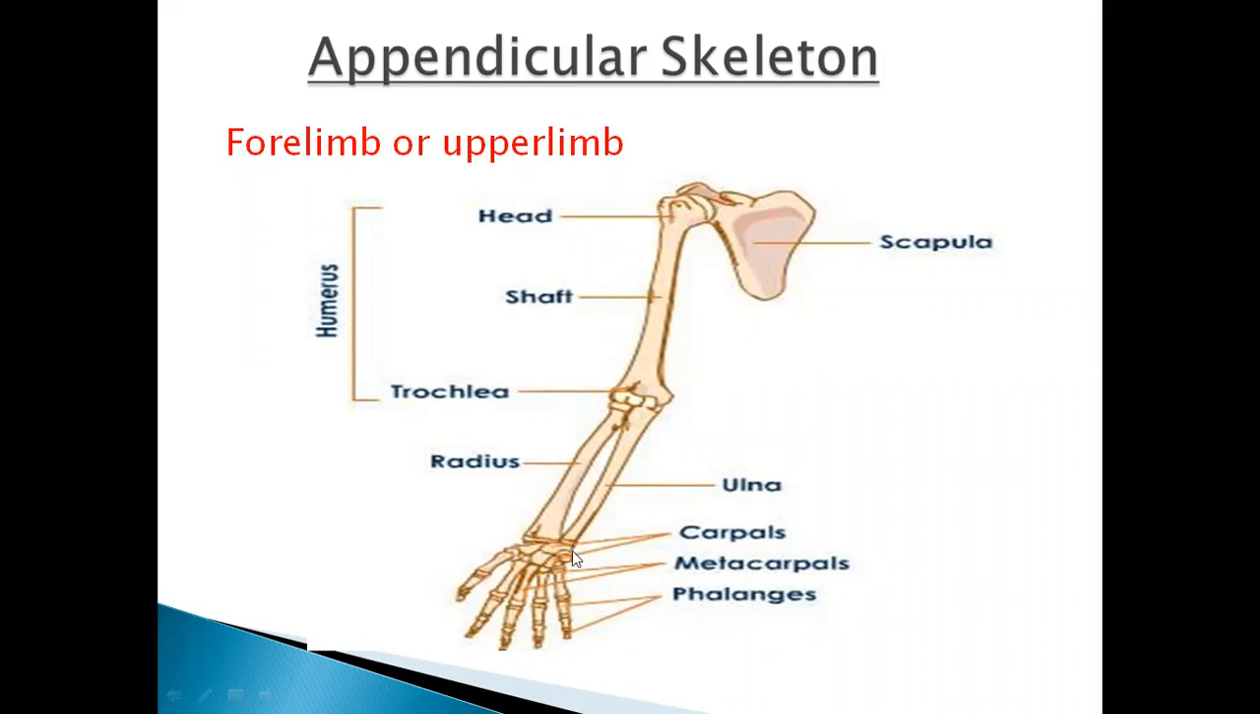Next to carpals are the metacarpals, and they are 5 in number. These metacarpals are making the area of your palm. The region of the palm is made up of these metacarpals that are 5 in number. Next to them are the phalanges that are total 14 in number. Three phalanges are present in each finger, and the thumb consists of 2 bones. So the total number of bones present here is 14. This is the overall structure of the forelimb or upper limb.